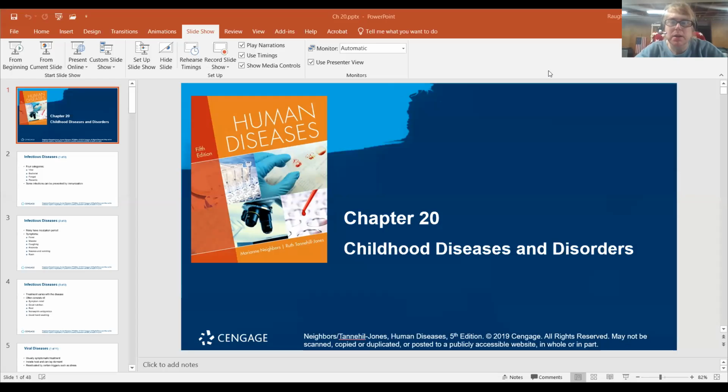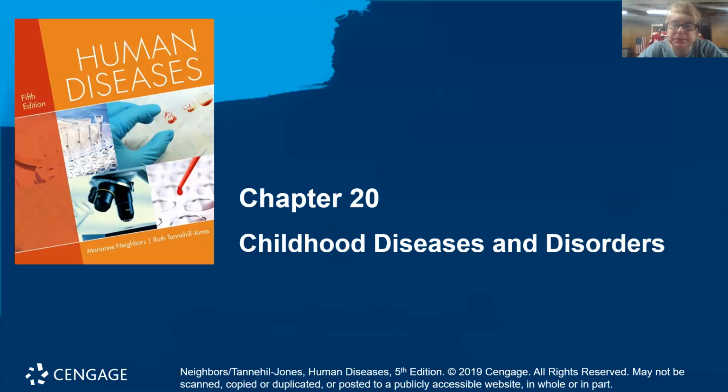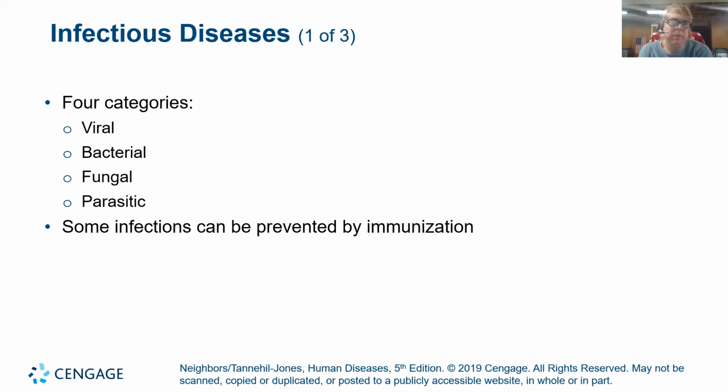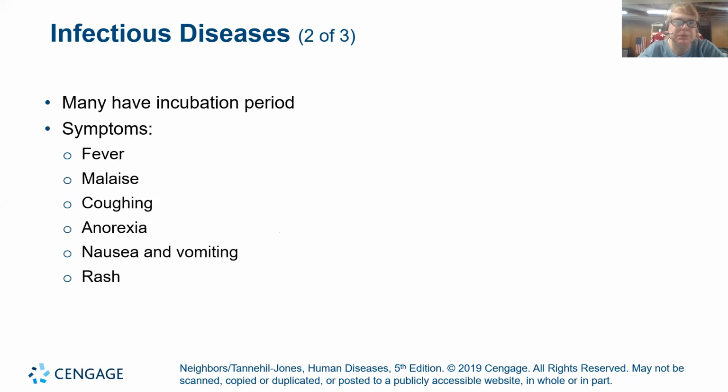Hello, everyone. Today we're going to talk about Chapter 20, the childhood diseases and disorders. And the way the book has these broken down is, hold tight here, I'm flipping the screen, they have it broken down into four main categories: viral, bacterial, fungal, parasitic. And the best part about some of these childhood diseases is many of these can be prevented by immunization. So infectious diseases in kids always have an incubation period, just like in adults.